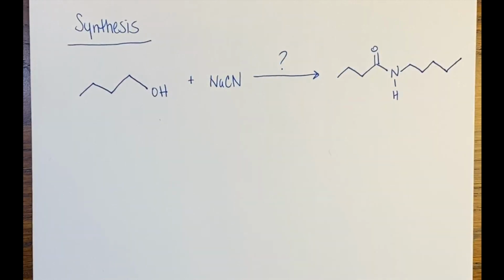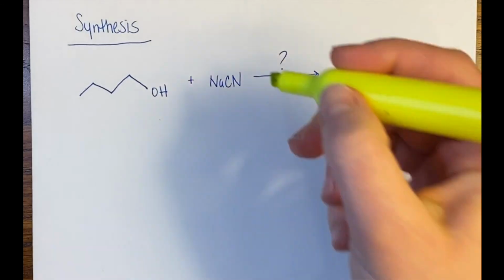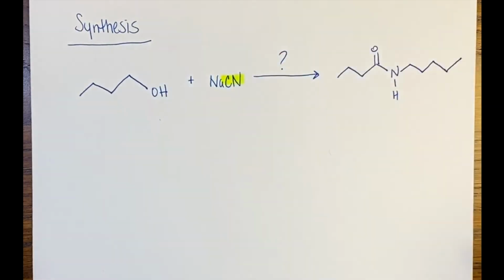In another synthesis reaction, I could ask you to take 1-butanol in combination with sodium cyanide as your only carbon-containing sources for this reaction in order to make the amide shown. Now, because these are my only carbon-containing sources in this reaction, I know that in my sodium cyanide, I have a carbon-nitrogen bond.